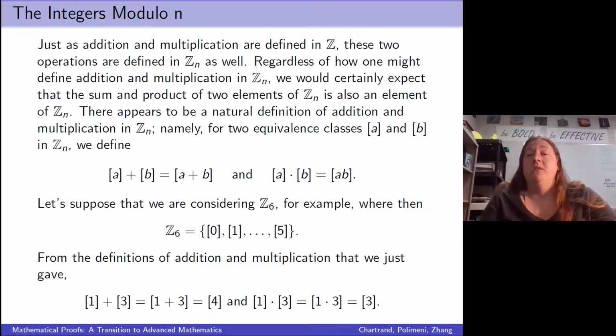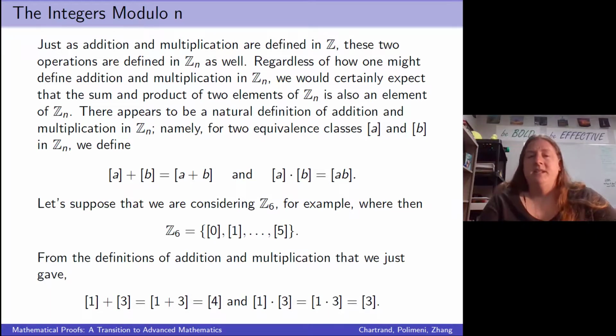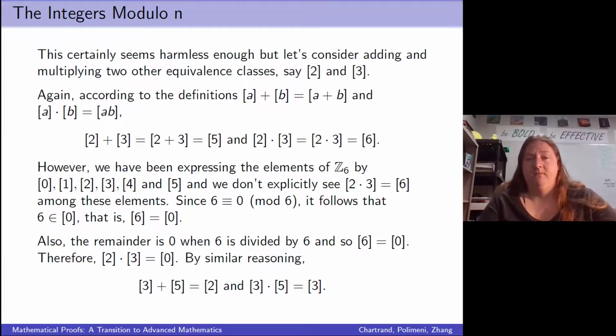Similarly, if I multiply the equivalence class of 1 times the equivalence class of 3, I get the equivalence class of 1 times 3, or the equivalence class of 3. And this again works the same way. But let's take a look at another pair: the equivalence class of 2 and the equivalence class of 3. Again, the addition works: the equivalence class of 2 plus the equivalence class of 3 is equal to the equivalence class of 5, and that's true.